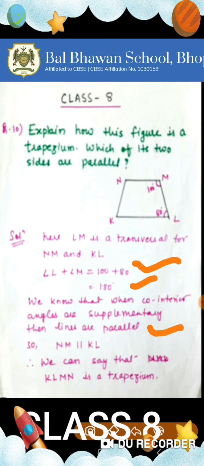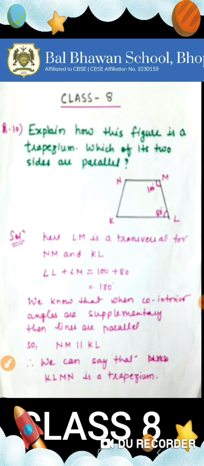So we can say that NM is parallel to KL, and when NM is parallel to KL, therefore we can say that KLMN is a trapezium. So like this we proved that this quadrilateral is a trapezium in which KL is parallel to NM. I hope you got this question, children. Let's do the other question.